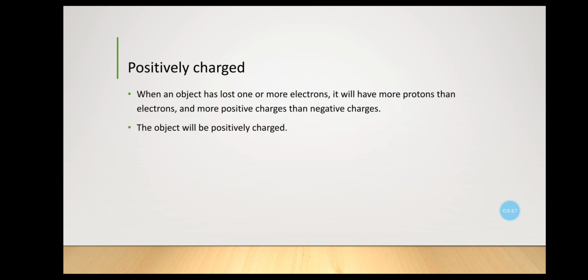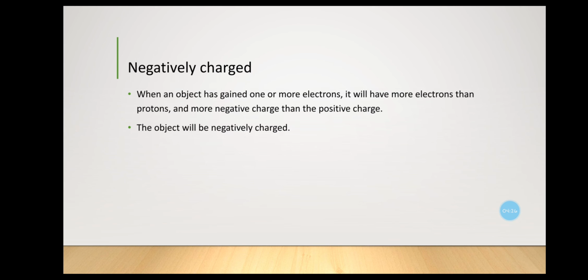Now, positively charged. When an object has lost one or more electrons, it will have more protons than electrons and more positive charges than negative charges. This object will be positively charged. There's something you must know. The electrons are the particles that move. Protons don't move. So if an object is positively charged, it doesn't mean it gained protons. It means that it has lost one or more electrons.